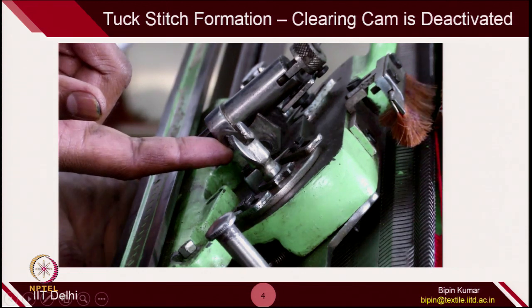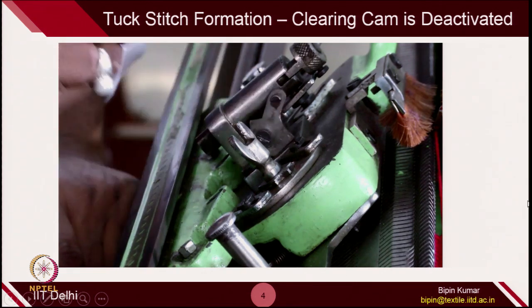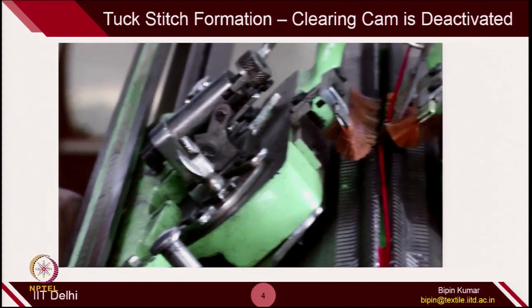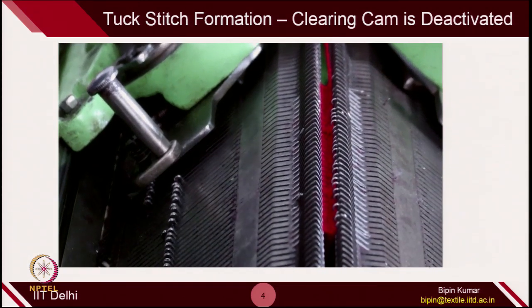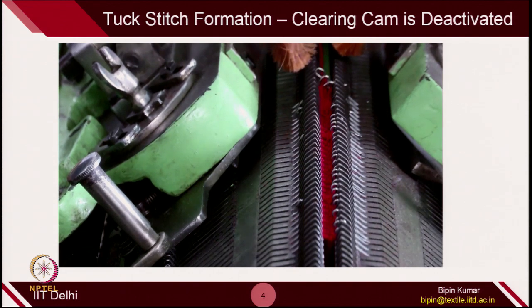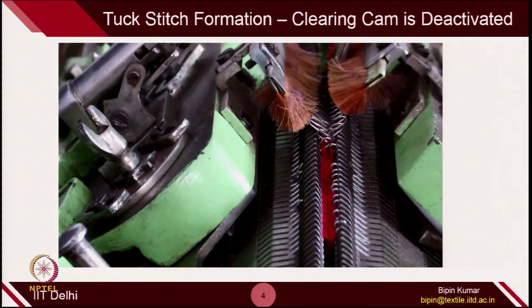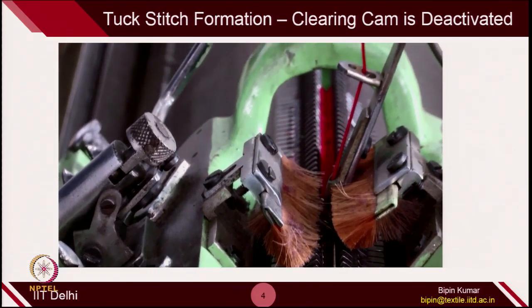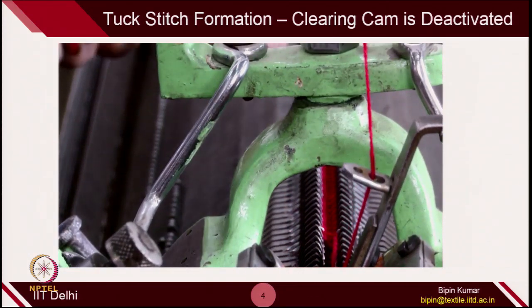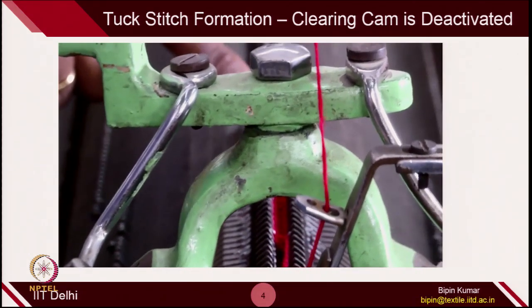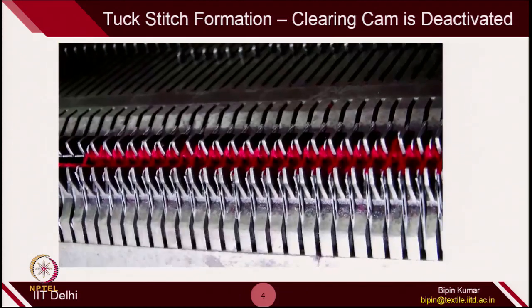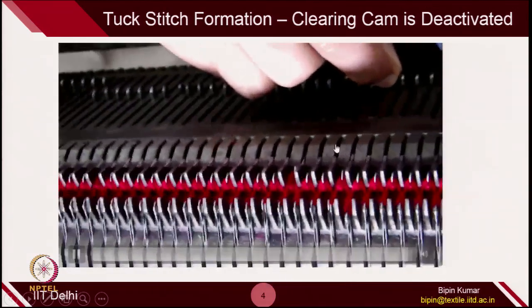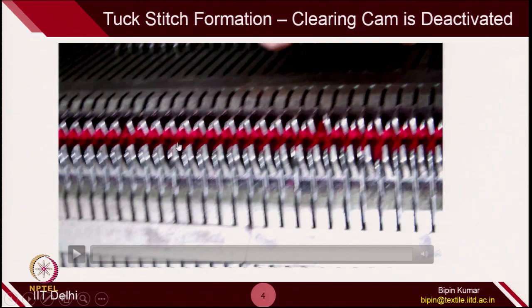The moment you press it from one side to the other, you suppress the clearing cam, and then you can run the machine. This is only for one direction on one bed. Similarly, you have four clearing cam settings, two for each bed, for the left to right direction and the right to left direction, and similarly for the other carrier on the opposite bed you have two cam settings. So, there are a total of four cam settings available on the V bed machine, and the clearing cam is where you can control the tuck stitches. Here you can see that at some places there are two loops on one bed, while the other bed has just one loop.